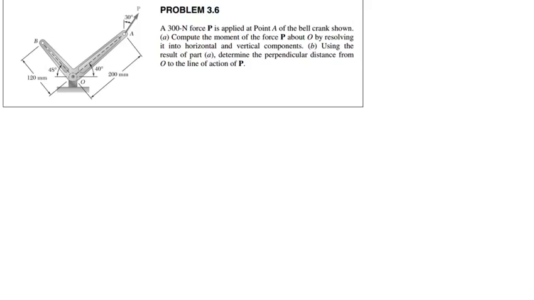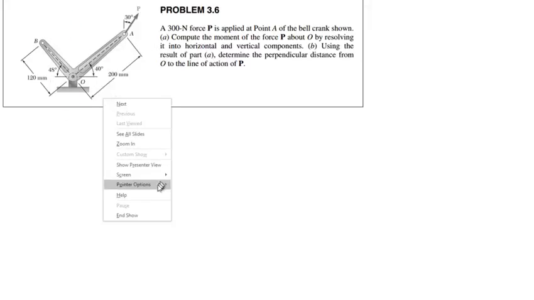Okay, so let's consider this system here. A 300 Newton force P is applied at point A of the bell crank shown. A: Compute the moment of the force P about point O by resolving it into horizontal and vertical components. So that's the first method. B: Using the result of part A, determine the perpendicular distance from O to the line of action of P. All right, so let's do that. Let's just get this started.